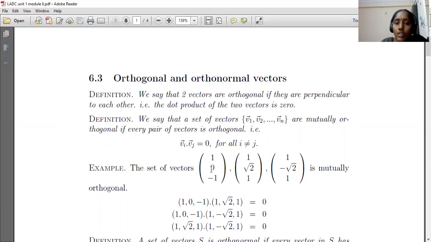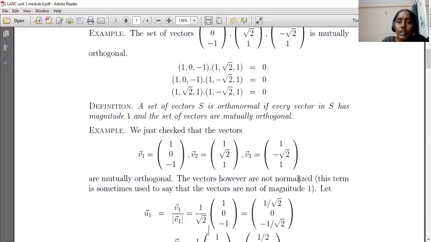The set of vectors (1, 0, -1), (1, root 2, 1), (1, -root 2, 1) is mutually orthogonal. Let us check whether each disjoint pair is orthogonal. Here v1 dot v2, that means (1, 0, -1) dot (1, root 2, 1), is 0 because 1 into 1 is 1, 0 into root 2 is 0, -1 into 1 is -1. So 1 plus 0 minus 1 is 0. Similarly, the dot products v2 dot v3 and v3 dot v1 are also 0. Then this set of vectors is orthogonal.